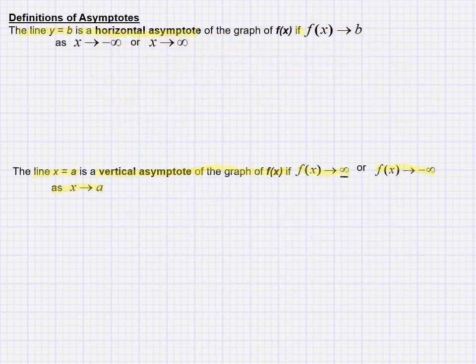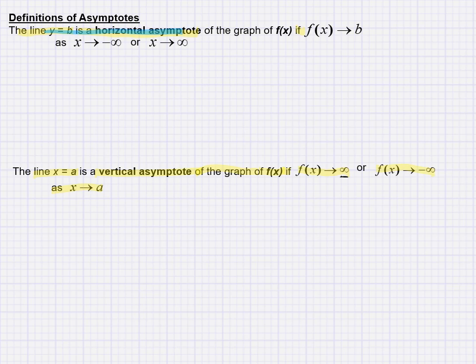Two things that largely define the behavior of a rational function are the concepts of asymptotes. We have two that we'll discuss right now. There are three total, technically, but we'll talk about these two first. Horizontal asymptote and a vertical asymptote. So let's look at one at a time. So let's look at our horizontal asymptote here.